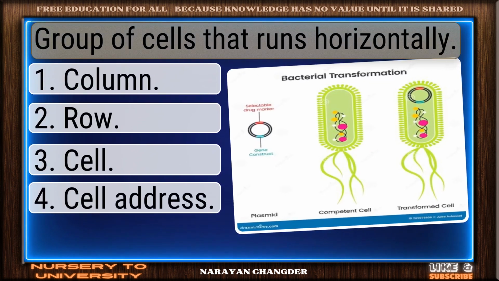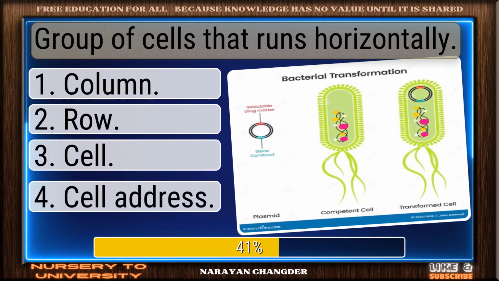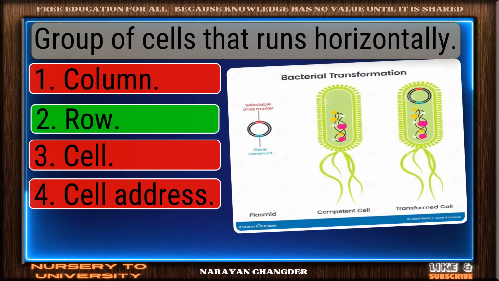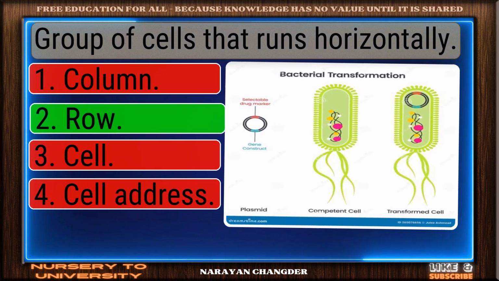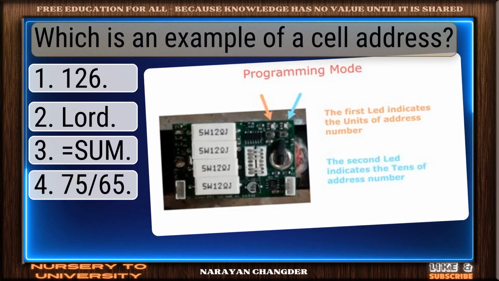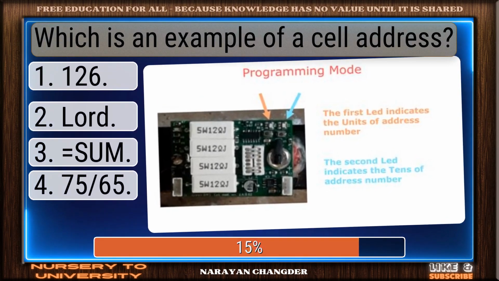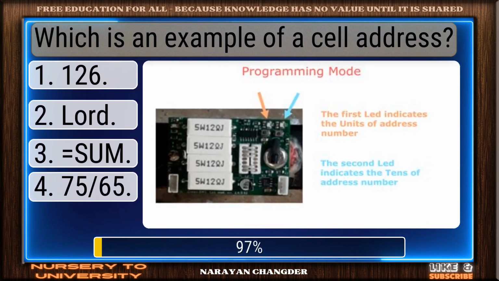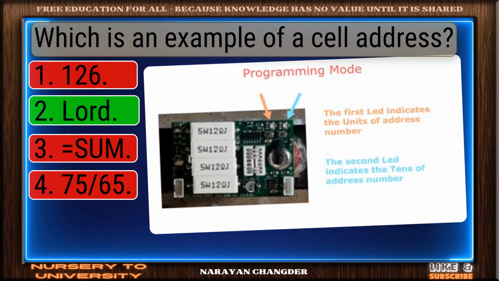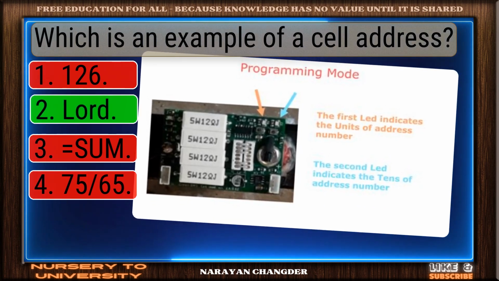Group of cells that runs horizontally. Solid response. Row is a valid choice. Which is an example of a cell address? Well reasoned. A1 is the correct choice.